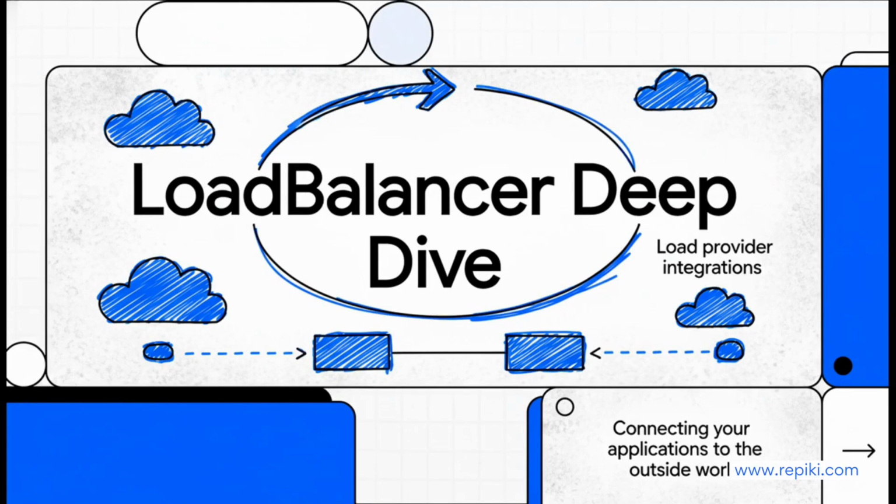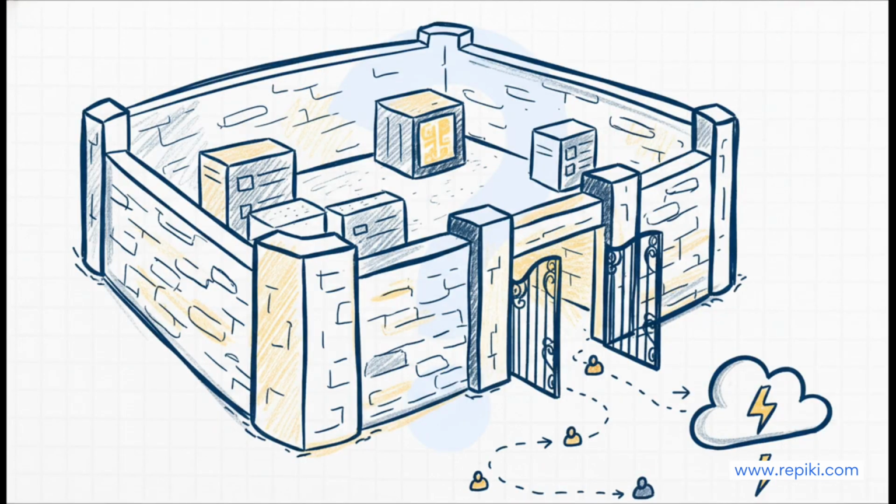Welcome. Today, we're pulling back the curtain on one of the most powerful lines of code in all of Kubernetes. Type: LoadBalancer. It looks so simple, right? But believe me, what's happening behind the scenes is anything but. So let's set the scene.